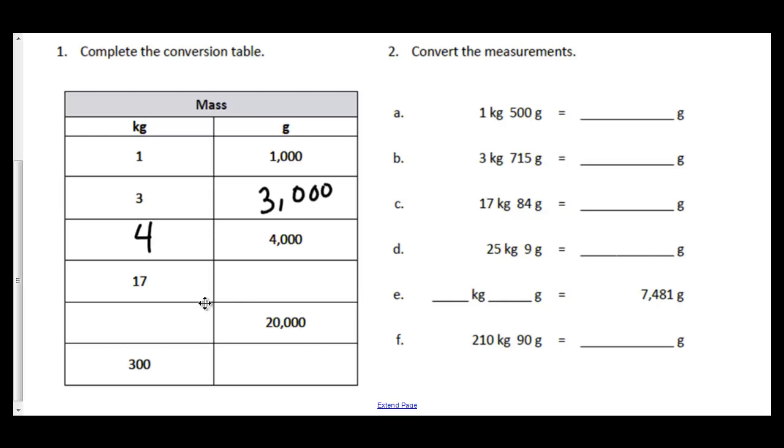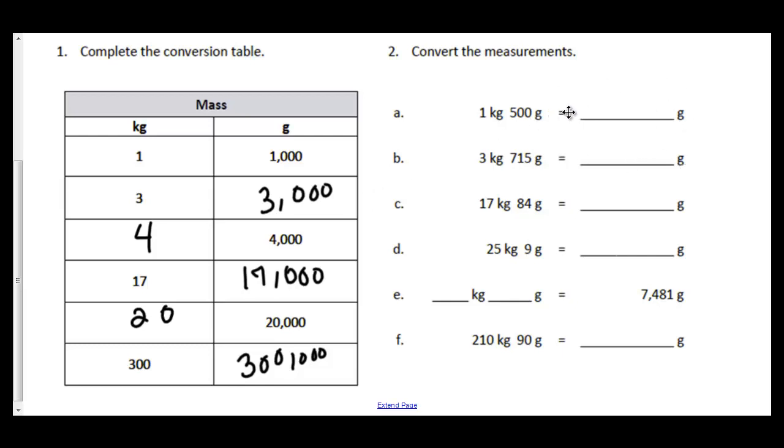Now we're kind of getting off pattern, but I bet you can figure it out. So 17 kilograms would be 17,000 grams. 20,000 grams would be 20 kilograms. And 300 kilograms would be 300,000 grams.